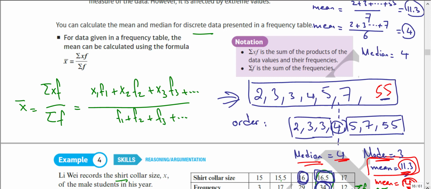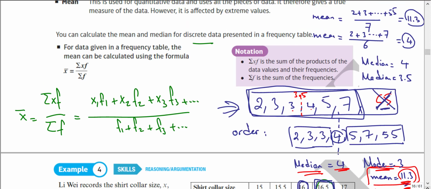If I exclude 55, I want the median for this. Now we have 6 values: 1, 2, 3, 4, 5, 6. The median will be exactly in the middle. It will be here, between 3 and 4. So the median will be 3.5. It's the value between 3 and 4. So without the extreme, the median is 3.5.